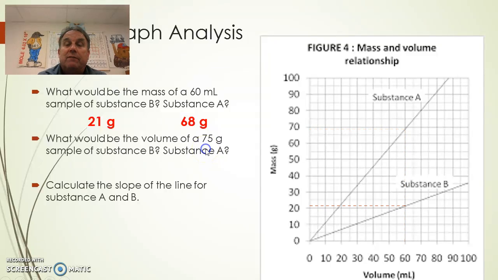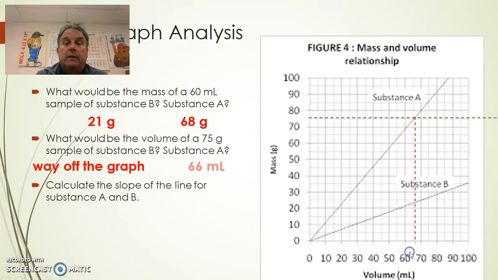Okay. So we have to find 75 grams. It's up here. Trace it over, and right away we see we have a problem, don't we? Substance B, the line would continue, and we're way off the graph. So I'm going to have to show you that skill a little bit later in class. But for substance A, we can clearly see right here that it's not quite 70, a little more than halfway between 60 and 70, so 66 milliliters.